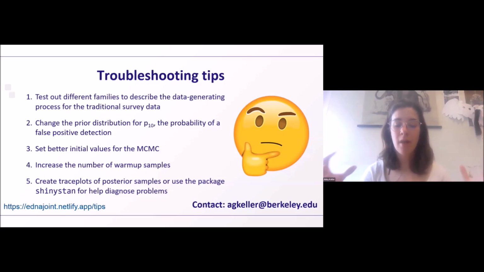If you start the algorithm in a place that's really far from where it should end up, things can go a little bit wonky. So there are examples of how to think about starting the initial values for the algorithm if the model is not converging. You could also increase the number of warm-up samples. You start the MCMC algorithm and it starts moving through parameter space. Particularly if the place where you start is really far from the global minimum, you might want to discard those initial samples.